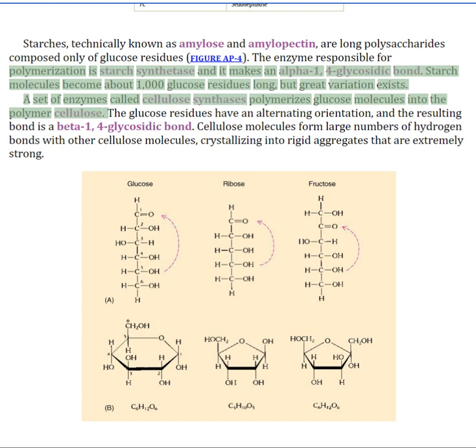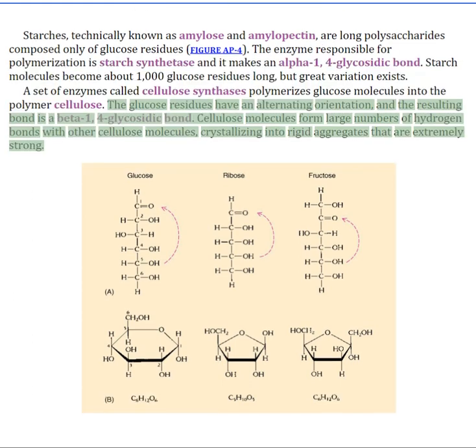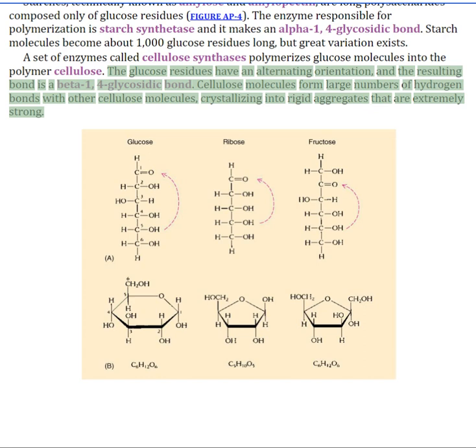A set of enzymes called cellulose synthases polymerizes glucose molecules into the polymer cellulose. The glucose residues have an alternating orientation, and the resulting bond is a beta-1,4 glycosidic bond. Cellulose molecules form large numbers of hydrogen bonds with other cellulose molecules, crystallizing into rigid aggregates that are extremely strong.